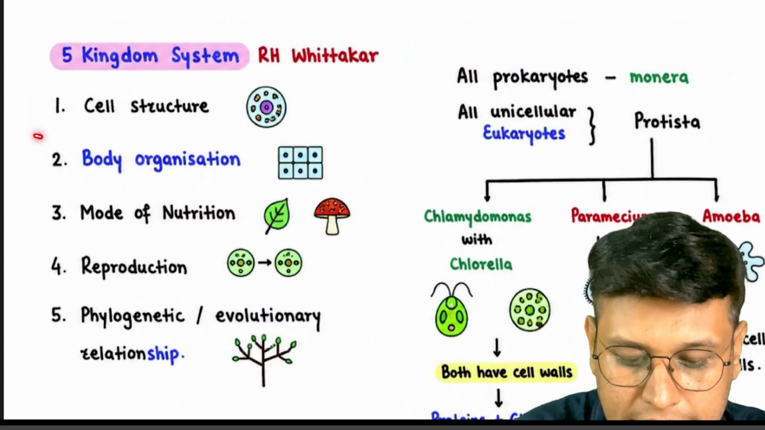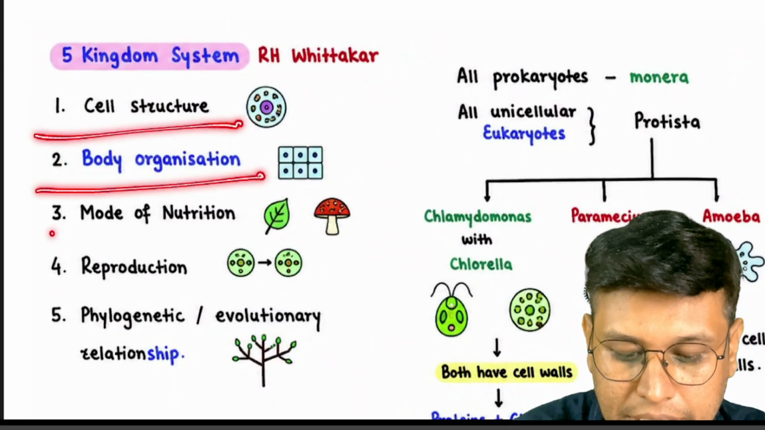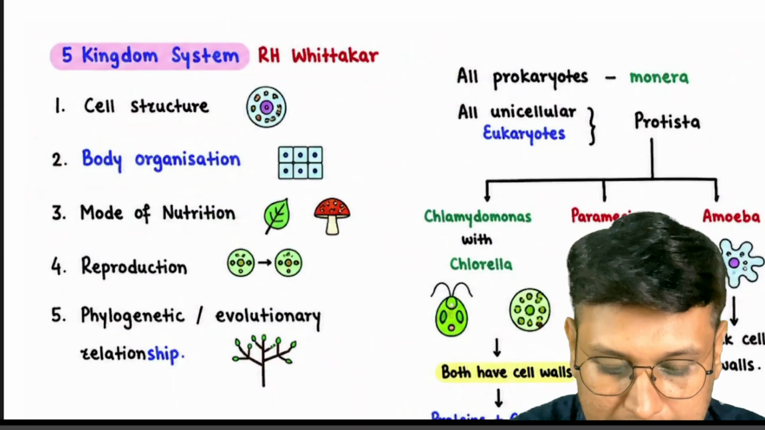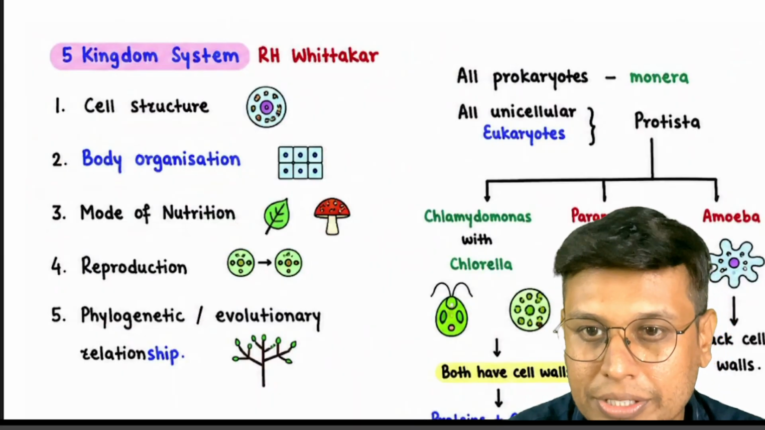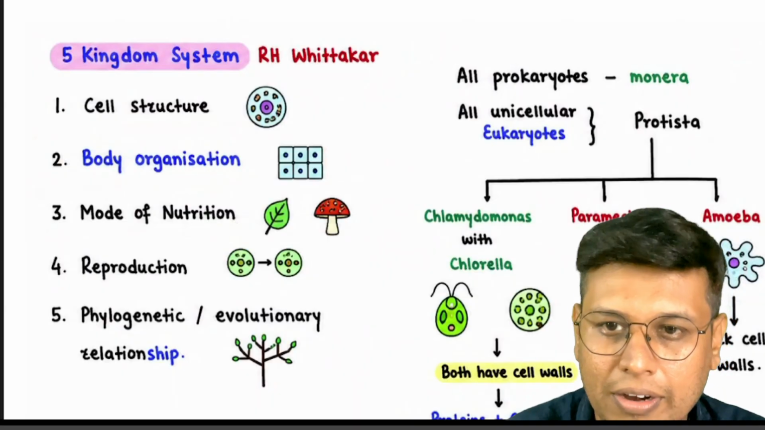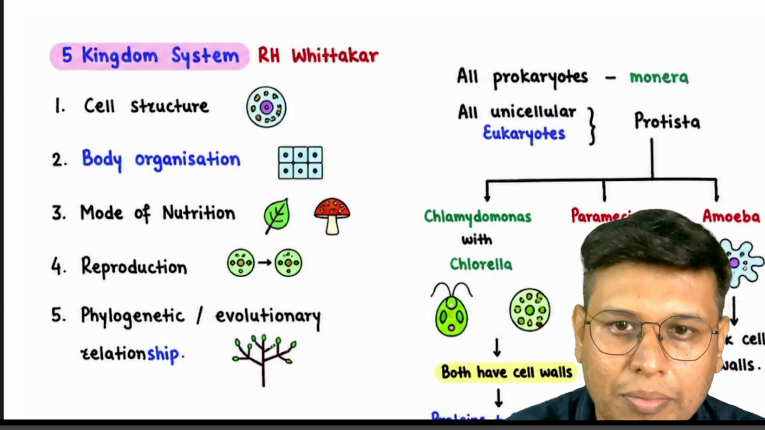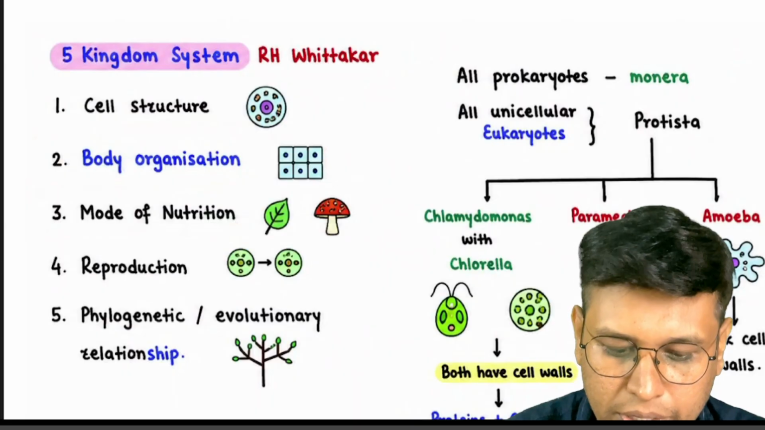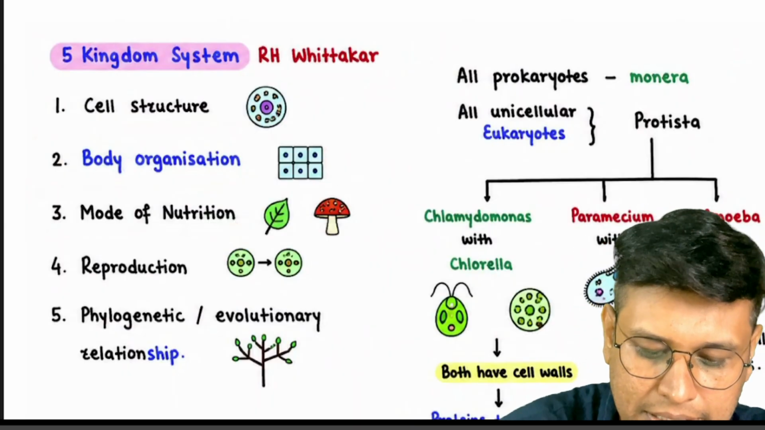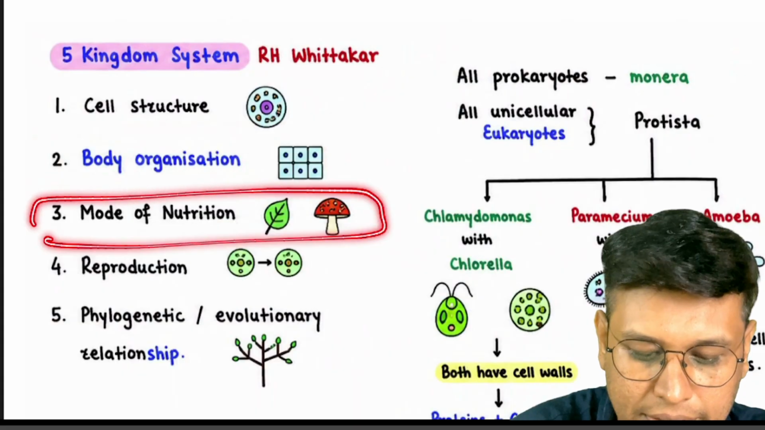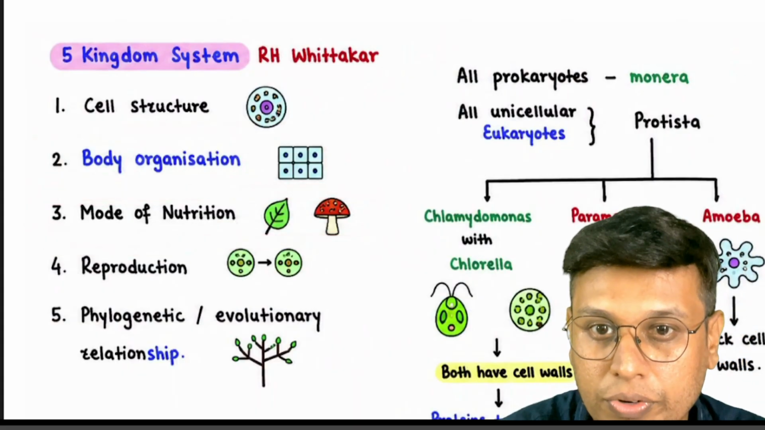So cell structure, body organization, and the third one is mode of nutrition: saprophytic, that means living on dead matter, autotrophic, chemotrophic, and all. Okay, we are going to study that. Next, mode of nutrition is there.